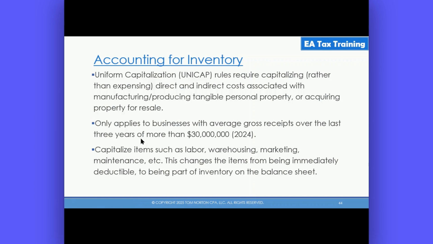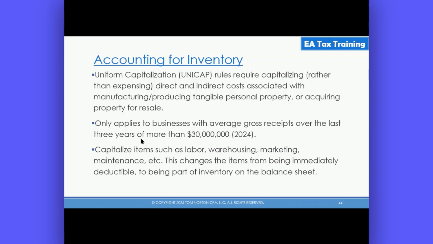They might sell hundreds per year, for instance. So they might produce it now, and it sits in their warehouse for several months before it finally sells. So think about that example. You've got people working in the factory and you're paying them salaries and benefits. Normally, without UNICAP, when you incur those salaries, you're going to deduct them right now as an expense.